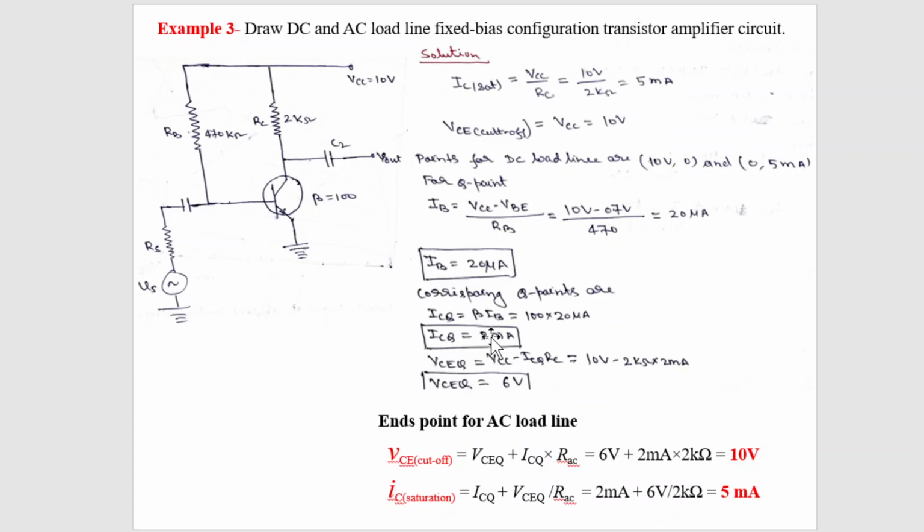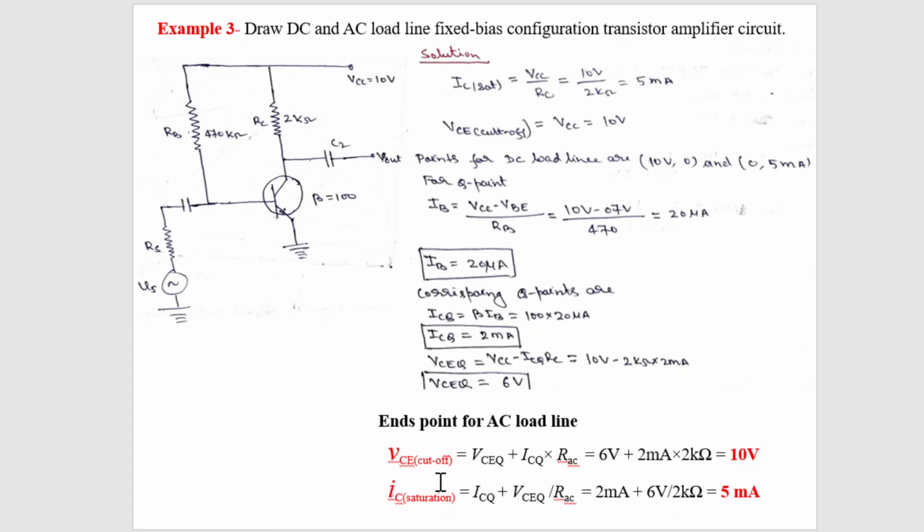If you see the Q point, ICQ should be in the middle of the end points. This is 5 and this is 2, and this is 10 and this is 6. It means we can assume that this Q point is nearly in the middle of the DC load line. Now we have drawn the DC load line and found the Q point, so we can find the end points for the AC load line.